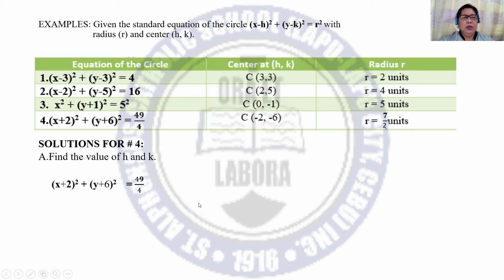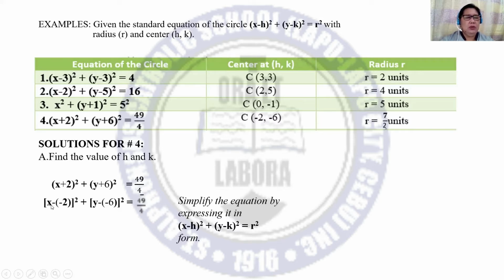So this is the given equation. All we have to do is simplify the equation by expressing it in the standard form of the equation of the circle where the center is h, k. So x plus 2 and y plus 6 can be expressed as x minus negative 2, y minus negative 6. Therefore, h is equal to negative 2 and k is equal to negative 6. That is why the center has coordinates negative 2 and negative 6.